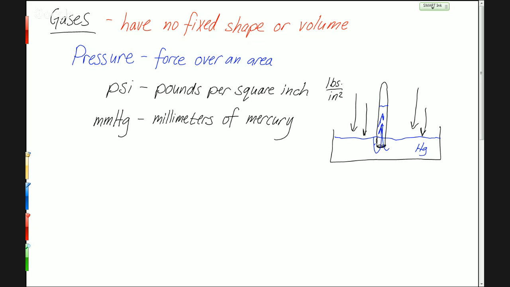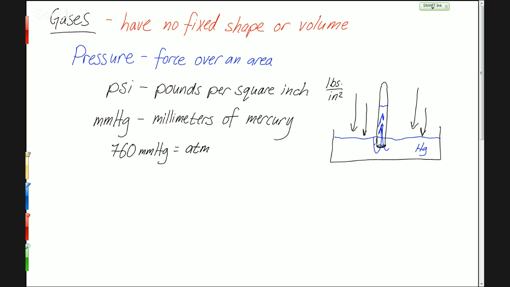So the amount of distance that it gets pushed up that tube, that's that millimeters of mercury. If you counted that distance in millimeters, it would go 760 millimeters up that tube, depending on the size of the tube and so forth. So that's called atmospheric pressure.